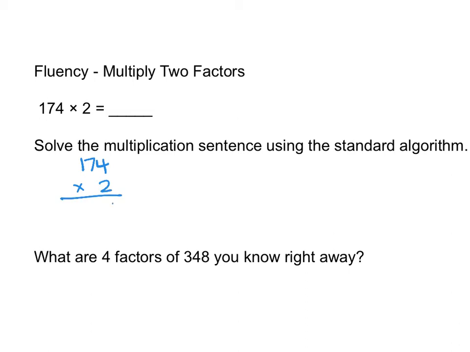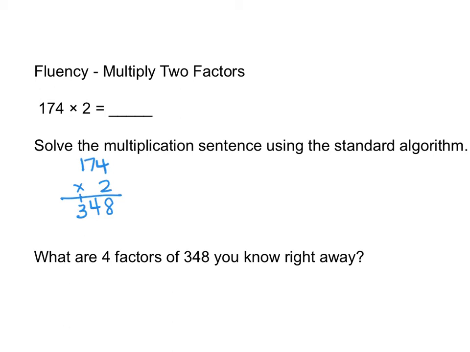4 ones times 2 ones, 8 ones. 7 tens times 2 is 14 tens. We'll carry that 1 over there. We'll put the 1 there. And 100 times 2 is 200 plus 1 is 300.